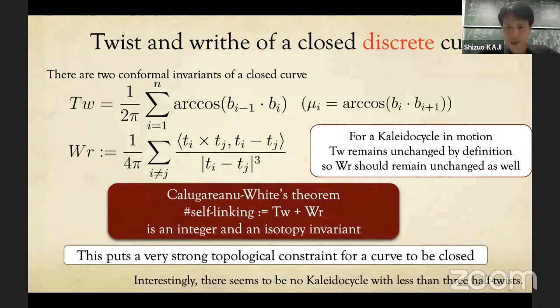And these topological constraints lead to interesting properties of Kaleidocycle. For example, this is actually just a conjecture, and I have no proof yet. But look at the last line. There seems to be no Kaleidocycle with fewer than 3 half twists. The minimum number of half twists is 3. There's no usual Möbius strip with 1 half twist or 2 half twists. And I'm trying very hard to prove it, but up to now, I have failed.